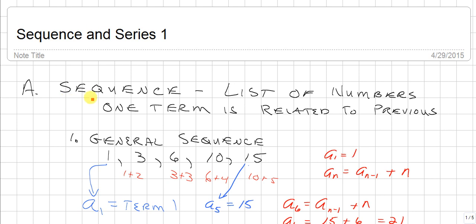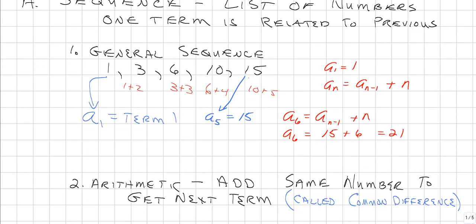So first thing, let's define a sequence. A sequence is a list of numbers where one term is related to the previous terms. Here's an example of a general sequence: the numbers 1, 3, 6, 10, and 15. And we can see how these are related. To get from 1 to 3, I added 2. So 1 plus 2 equals 3. We can see how the 3 relates to the previous term, which is 1.